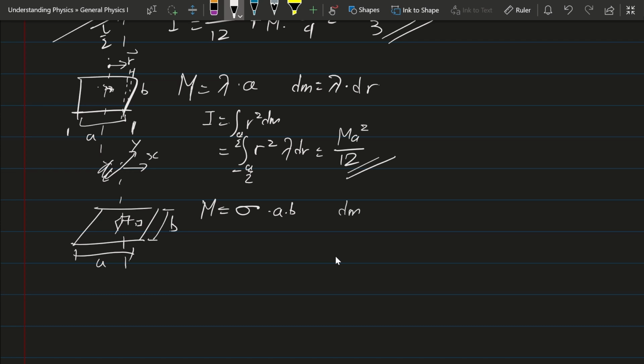And if you take this for a very small mass, in here the length will be dA and the width is dB. So the area is dA dB, multiplied by the sigma.